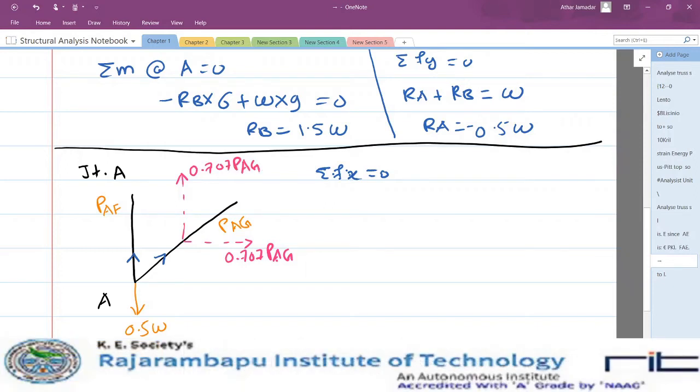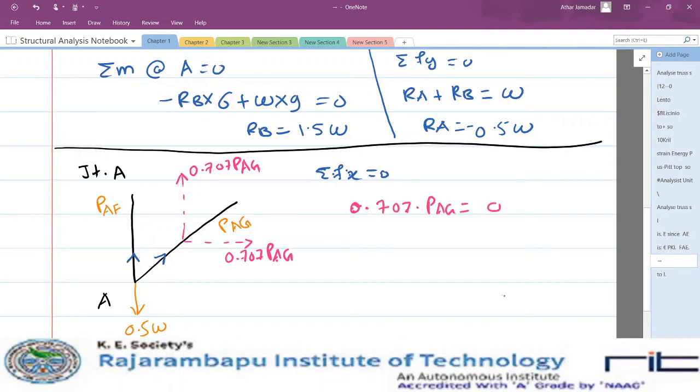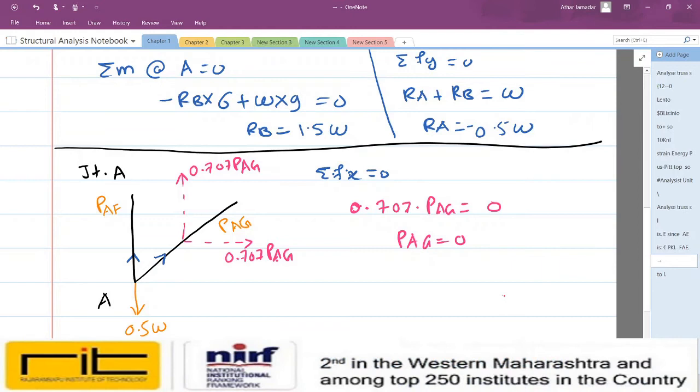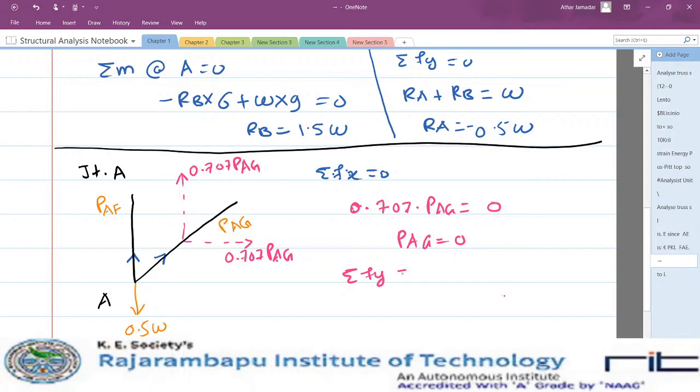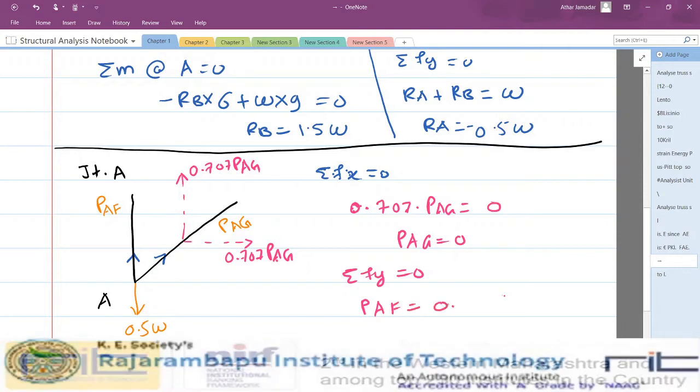If we take summation Fx is equal to 0, then there will be only one quantity, 0.707 PAG is equal to 0. So directly PAG we can write down as 0. Now if we take summation Fy is equal to 0, you can see PAG is directly 0. So PAF will be, or summation Fy is directly going to be PAF is equal to 0.5 times W. So we have found out this value of PAF, 0.5 times W.